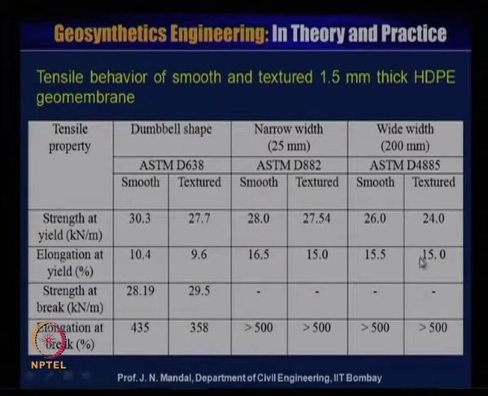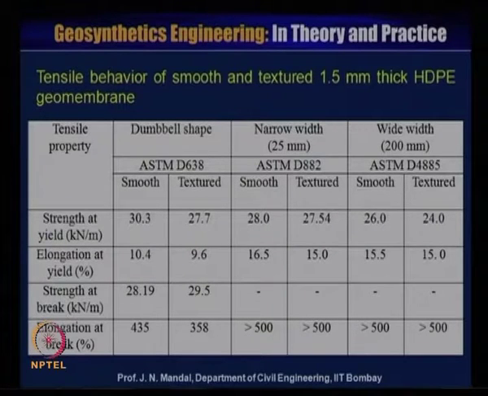And strength at break as per ASTM D638 is 28.19 kilonewton per meter and 29.5 kilonewton per meter, but elongation at break is 435, 358, it is all greater than 500 percent. So, you can see how the strain value is increasing. This also has some beneficial effect for the use of this kind of geomembrane.